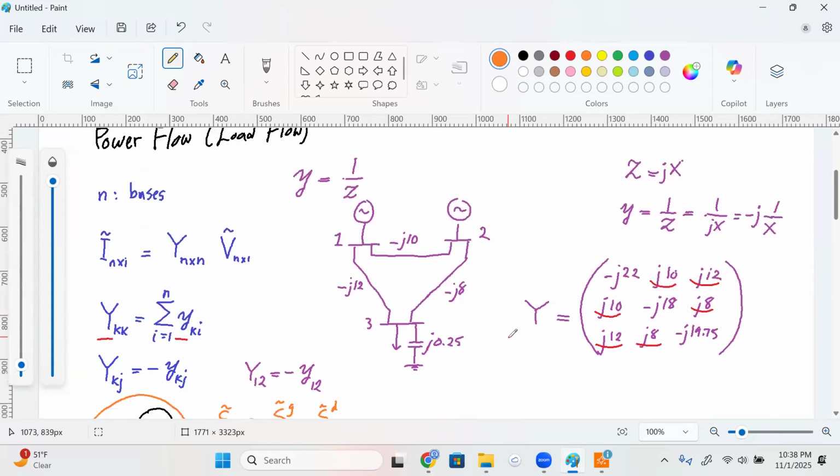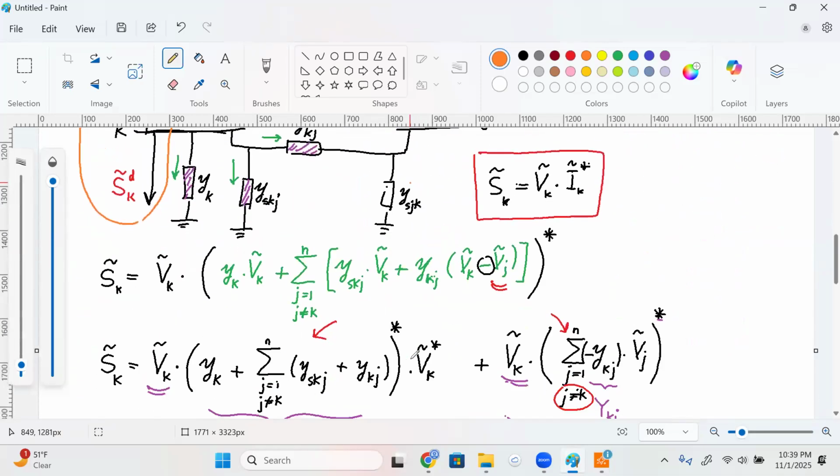We talked about forming the admittance matrix. Remember that the admittance matrix is a square matrix. If you have n buses in the system, the admittance matrix is going to be n by n. It has diagonal elements, which are defined as the sum of admittances connected to that bus, and then off-diagonal elements, which would be the negative of the admittance connected between those two buses.